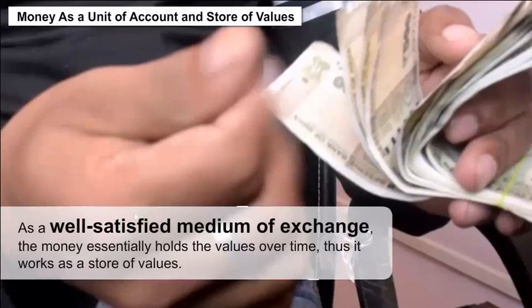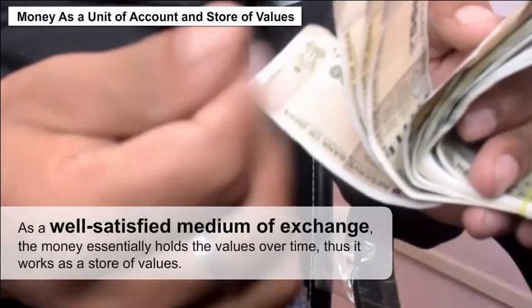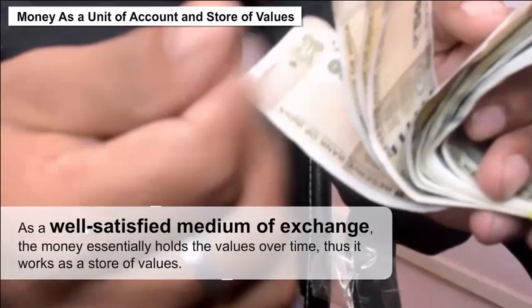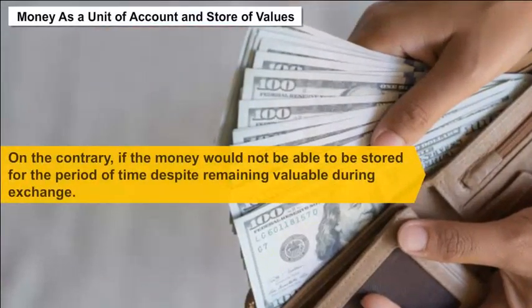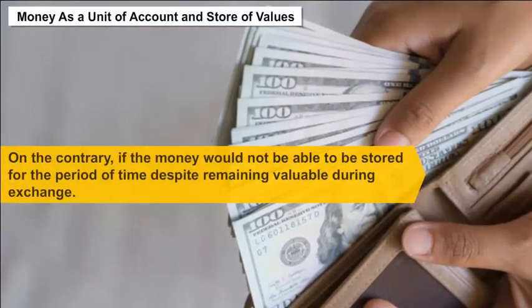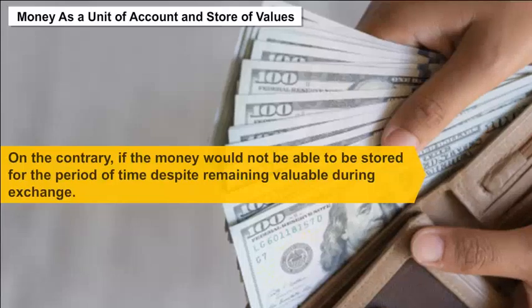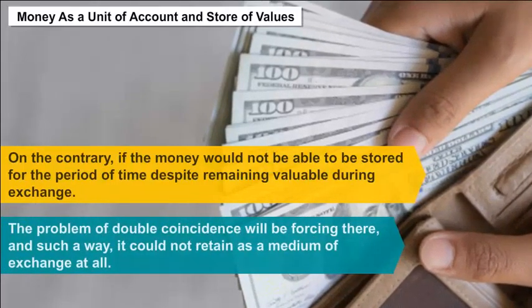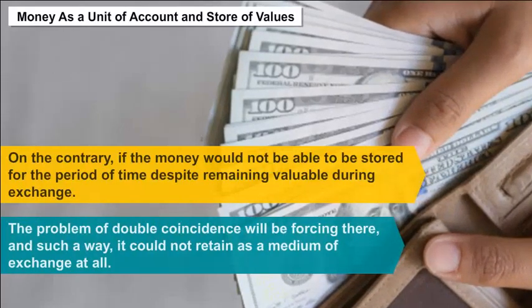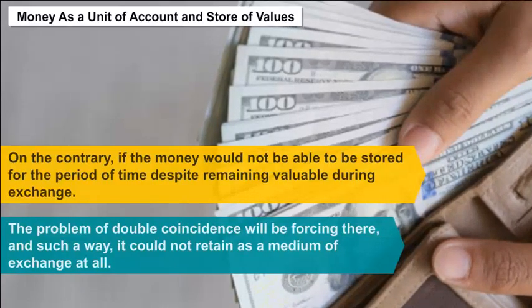As a well-satisfied medium of exchange, money essentially holds value over time, thus it works as a store of value. On the contrary, if money could not be stored for a period of time, despite remaining valuable during exchange, the problem of double coincidence would be forced upon us, and in such a way it could not remain a medium of exchange at all.